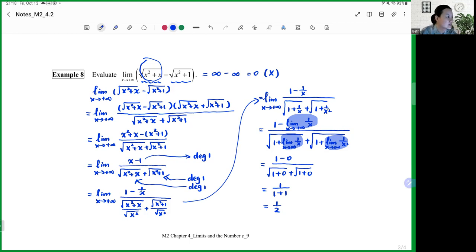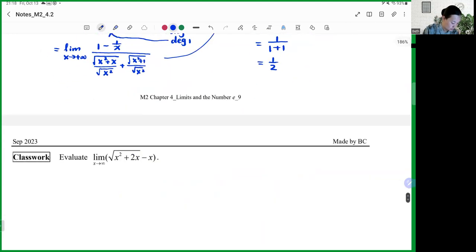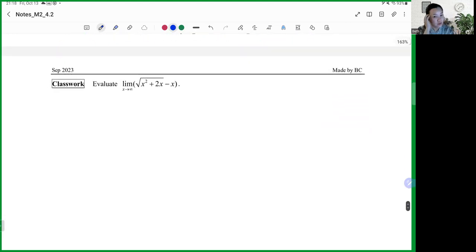Great. Most of you are done. So in this question, in the classwork, I want to show you another way of so-called cheating. It is also a way for you to check your answer with this type of question. So let's say you get an answer and the answer is 1. Now, how do you know if you're correct?